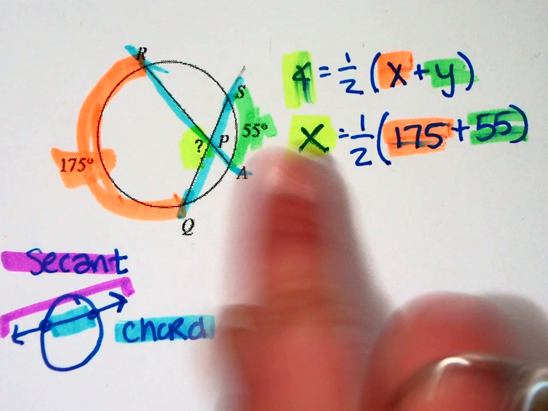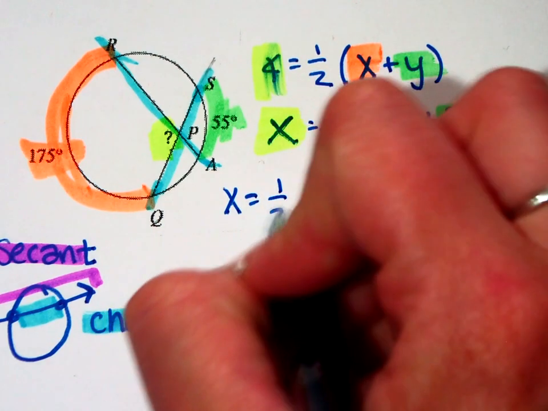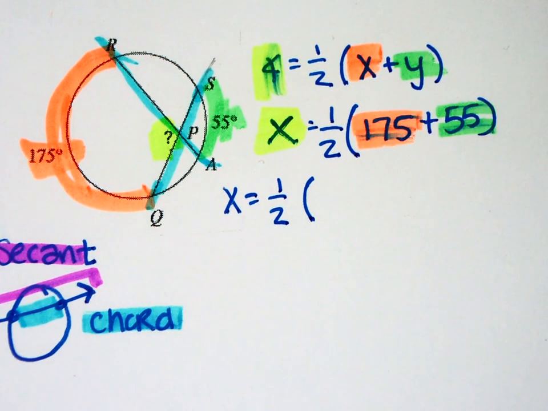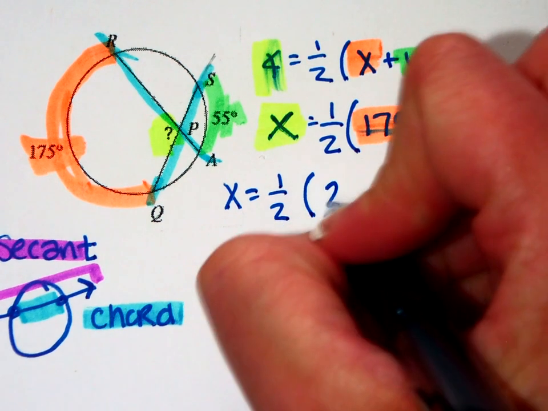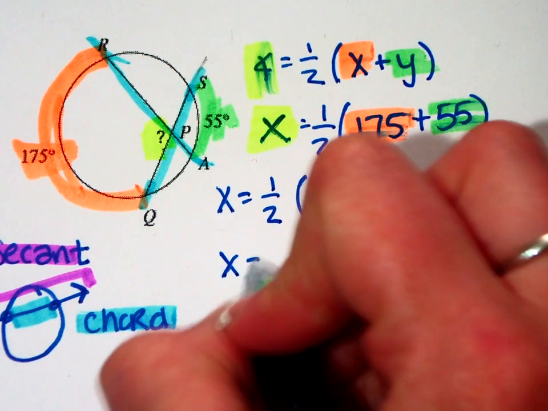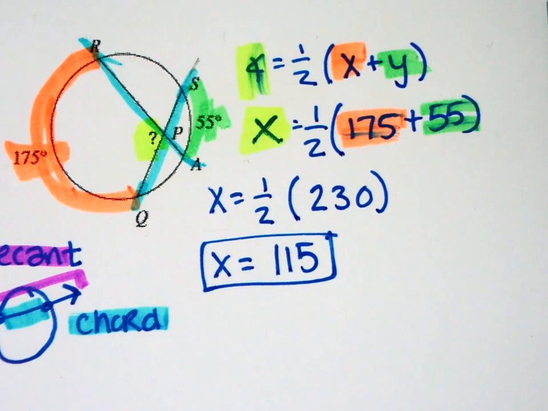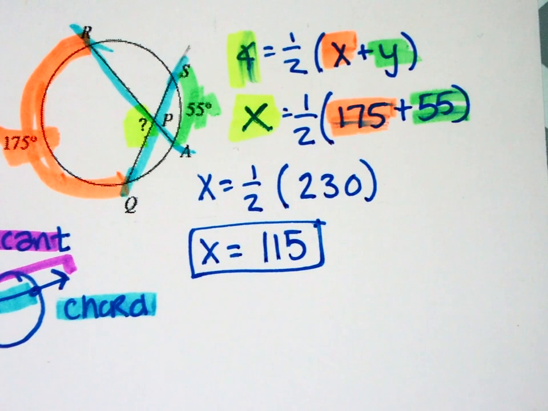My x value is isolated and by itself, so I can type this straight into my calculator, but if I don't want to, I'm going to do it piece by piece and then show you how to type it in. So when I add, I get 230. Half of 230 is 115, so that's the measure of your angle.